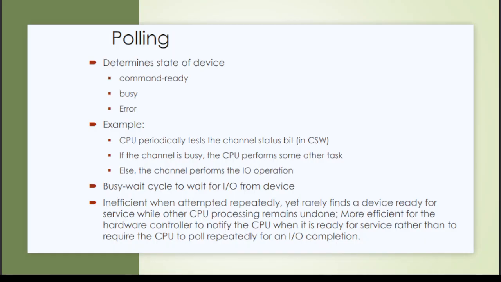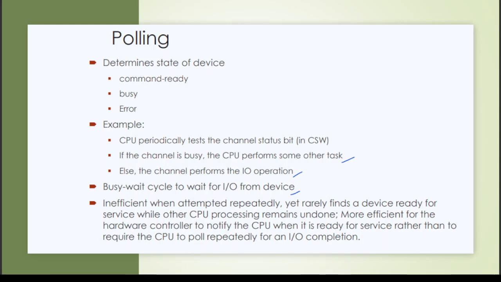Polling. In the polling method, we determine the state of the device. Is it command ready, busy, or error? For example, the CPU periodically tests the channel status bit in the CSW. If the channel is busy, the CPU performs some other tasks, else the channel performs the IO operation. Busy wait cycle to wait for IO from the device. If the channel is doing some work, then we wait for the cycle to complete for the IO from the device.